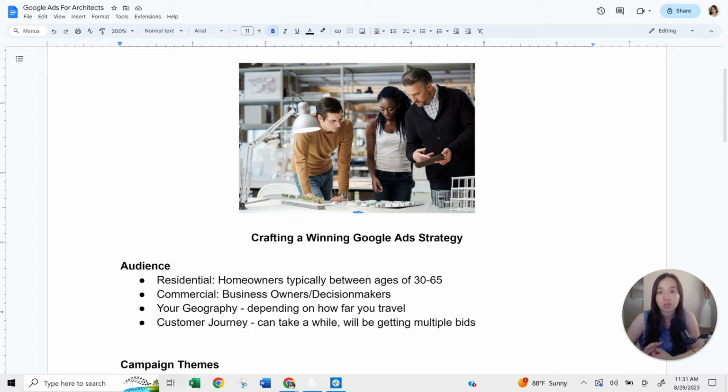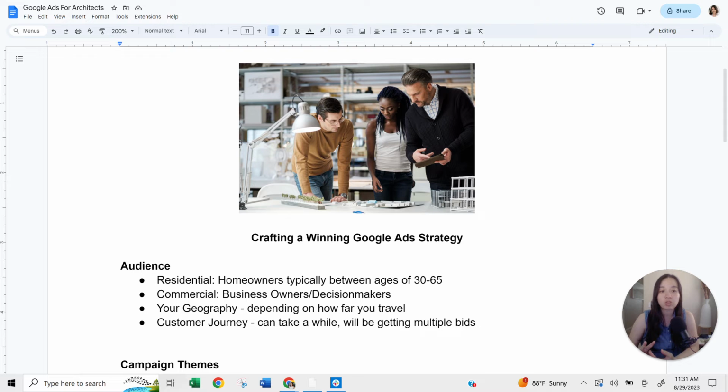I have an architecture client up in the Bay Area who targets homeowners that are making a total household income of $300,000 plus annually. So it is more of a high-end type of architecture firm, but they're also going after more high-end clientele.